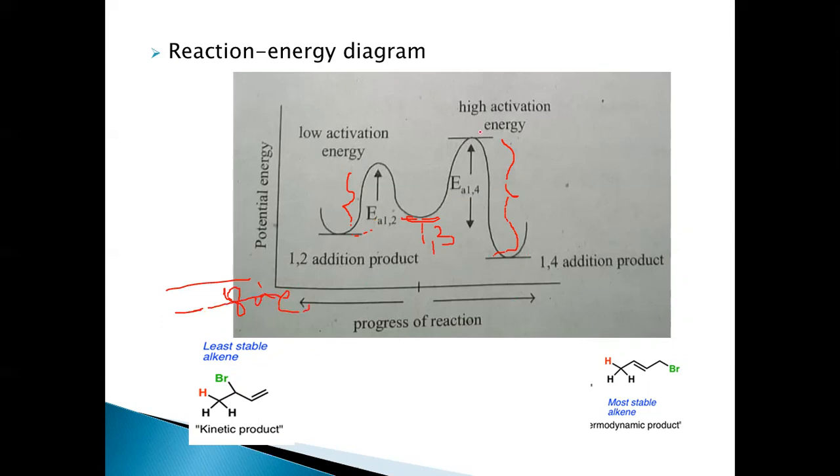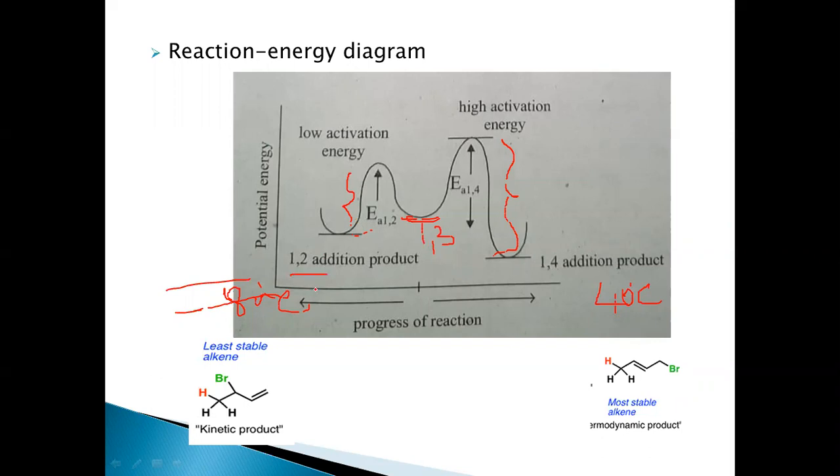And this 1,4 addition product is a major product at 40 degrees centigrade. So when the temperature is low here, and we maintain the temperature sufficiently low, the temperature will be enough for the molecules of butadiene to pass through this activation energy and result in this 1,2 addition product.